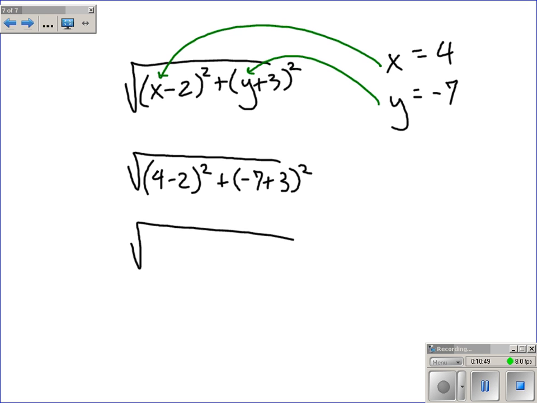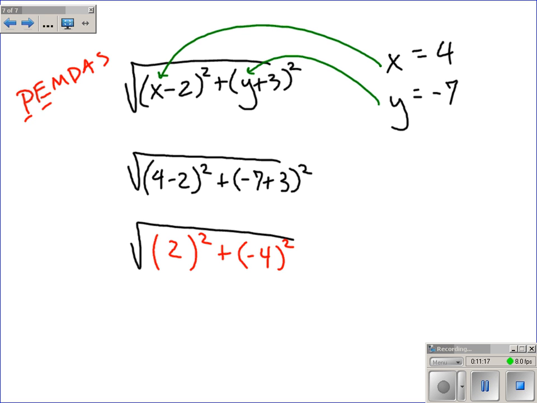Okay, so 4 minus 2. Now, the acronym. Parentheses first. Things inside parentheses. So I will do 4 minus 2 first, and I get 2. And negative 7 minus 3 is negative 4 squared. Everything inside parentheses has been done.